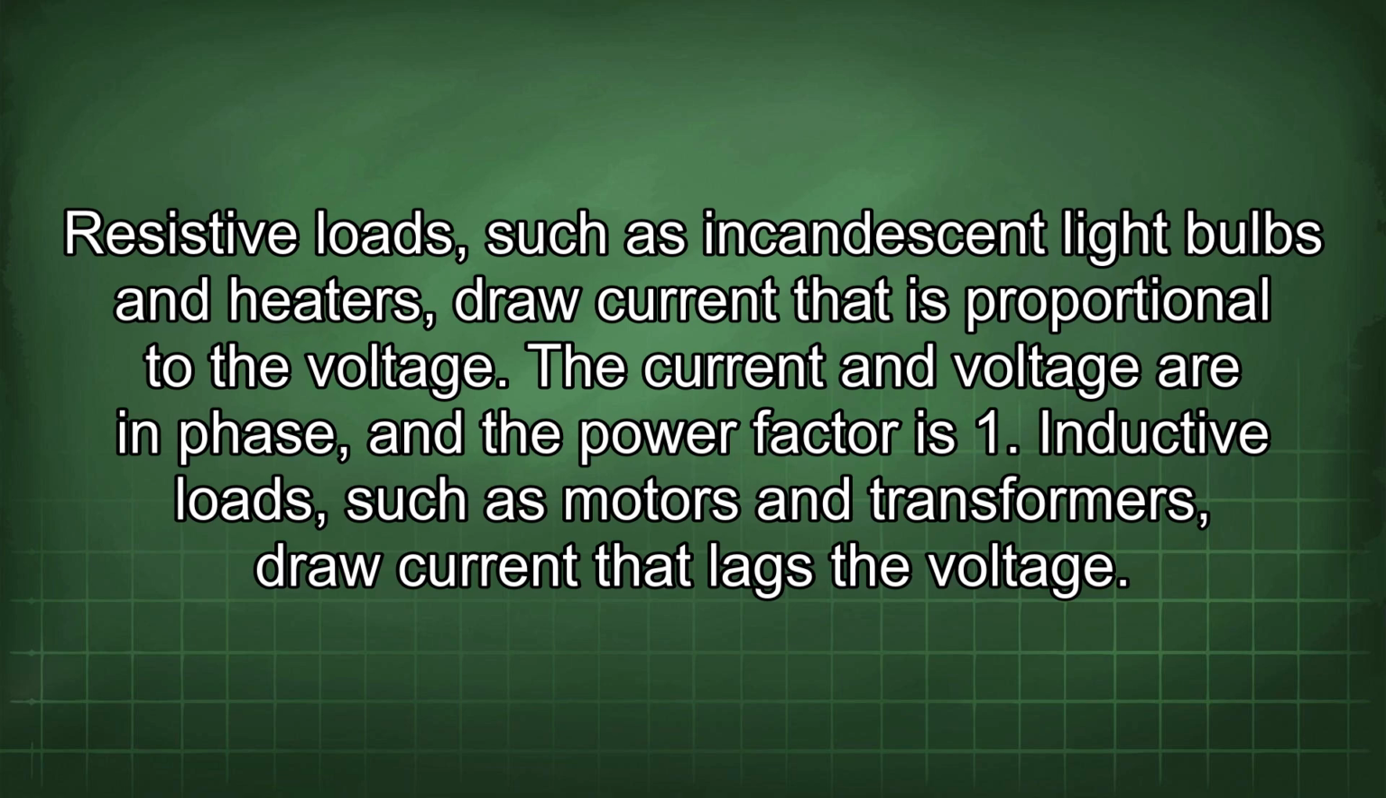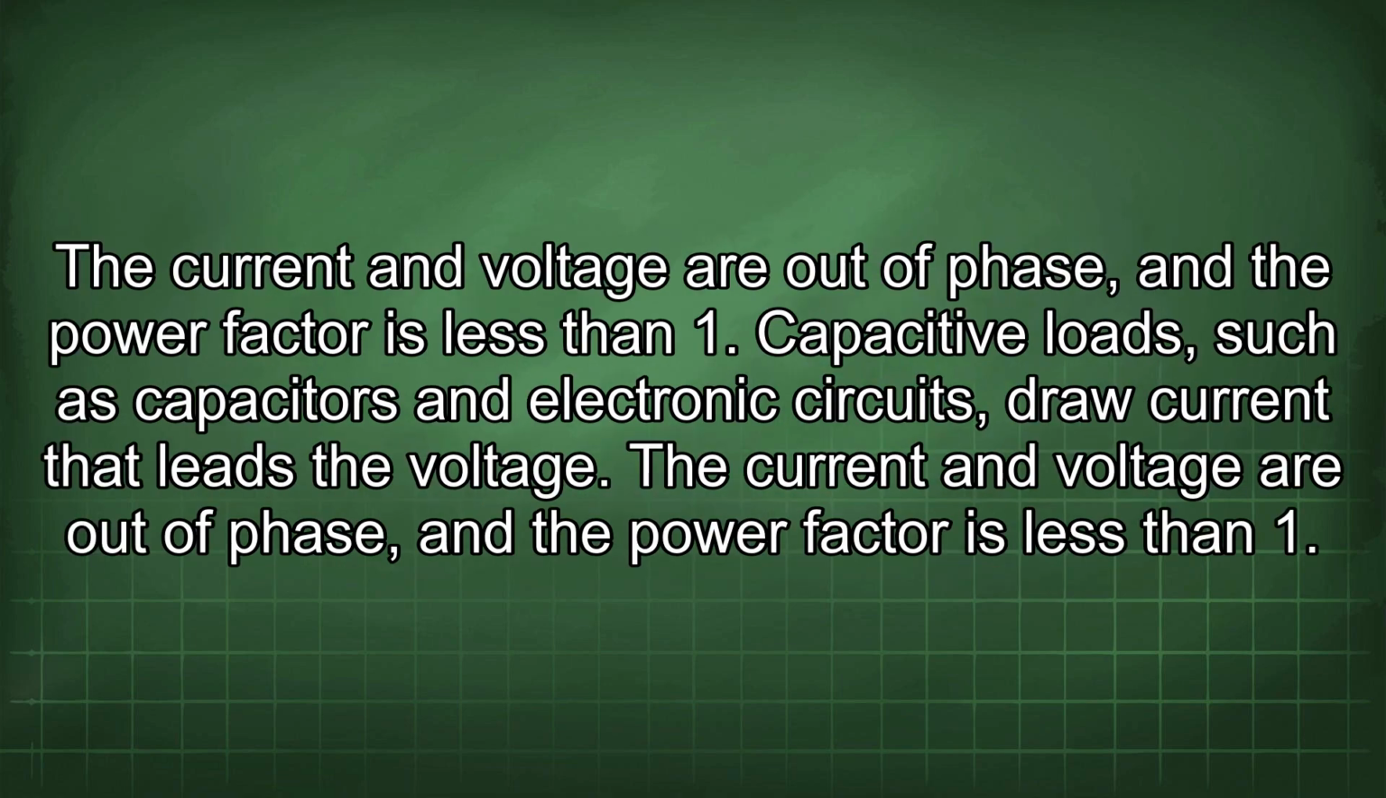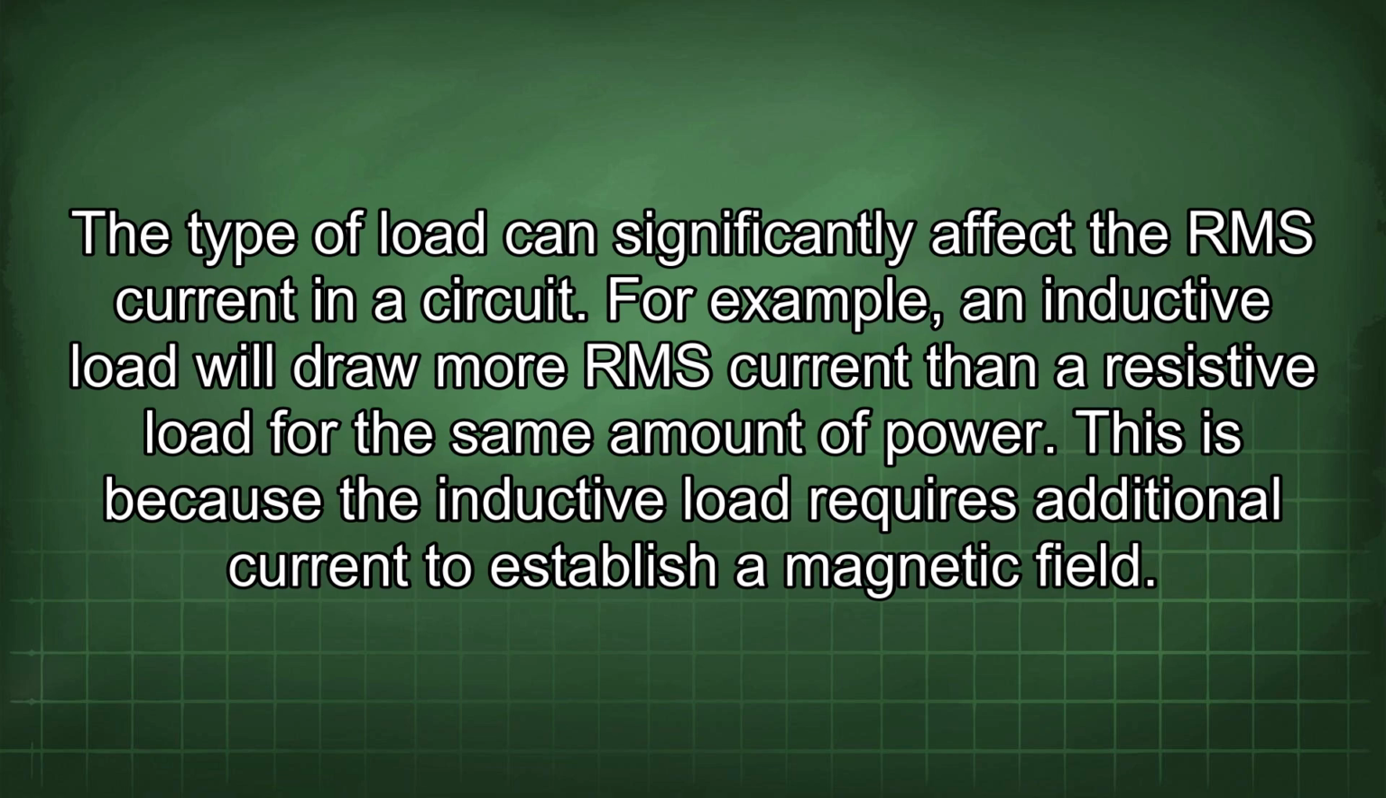Inductive loads, such as motors and transformers, draw current that lags the voltage. The current and voltage are out of phase, and the power factor is less than 1. Capacitive loads, such as capacitors and electronic circuits, draw current that leads the voltage. The current and voltage are out of phase, and the power factor is less than 1. The type of load can significantly affect the RMS current in a circuit.